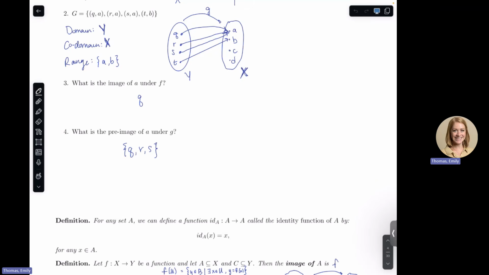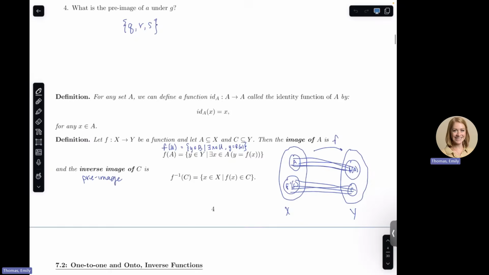So we talked about domain, codomain, range. Codomain is the target, like a whole set. The range is actually the pieces that do get hit. If a function is onto, the codomain and the range are equivalent. The identity function just maps everything to itself.